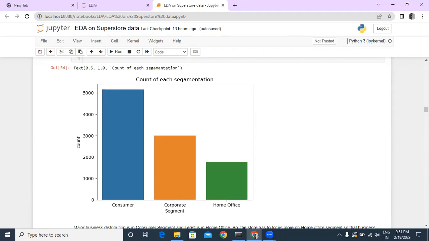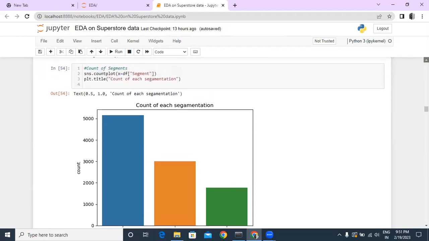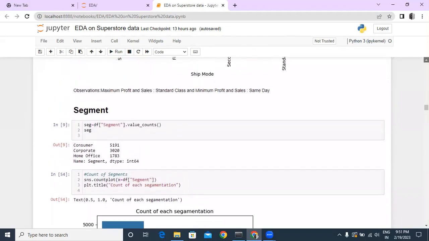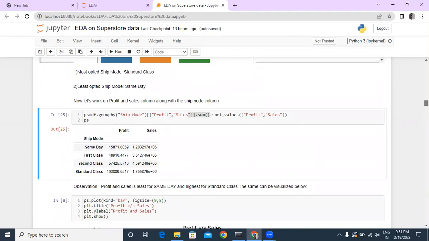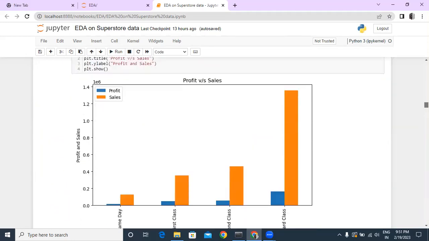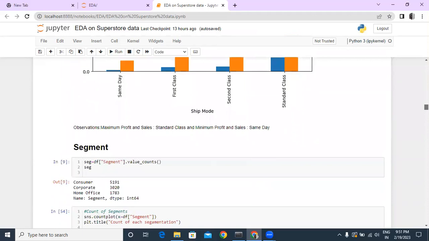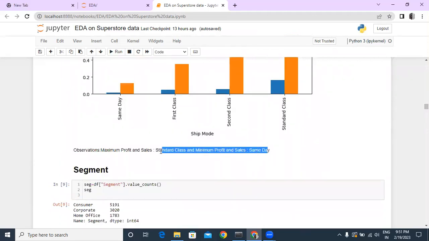So moving on further, so this was our observation for the ship mode.